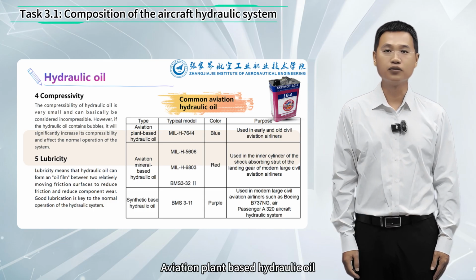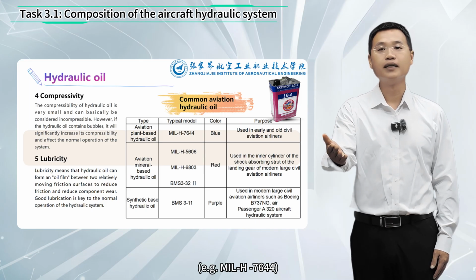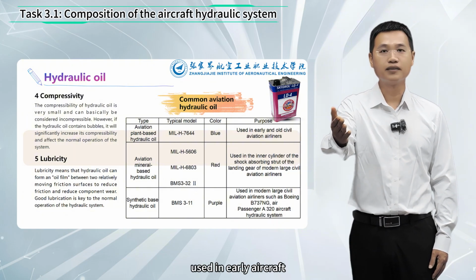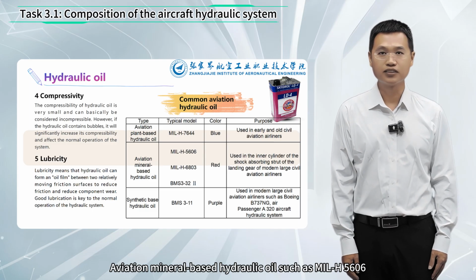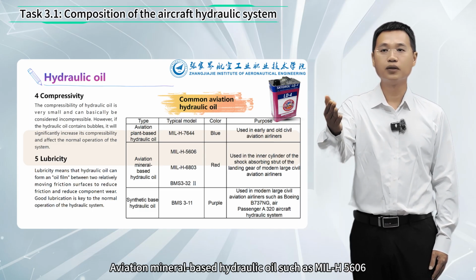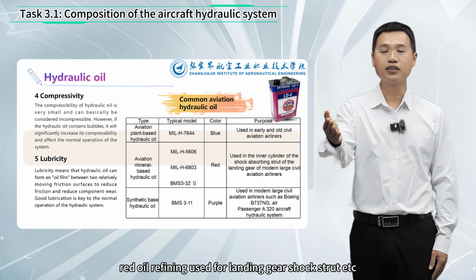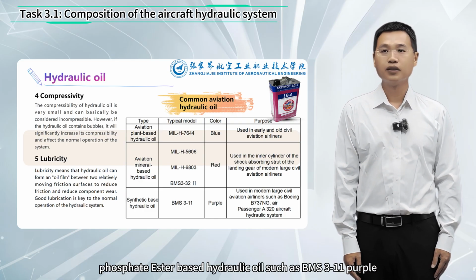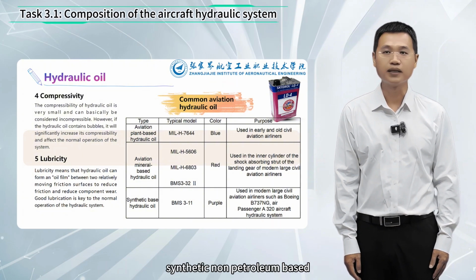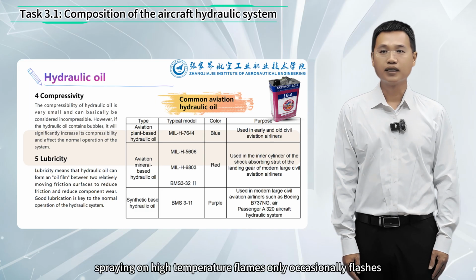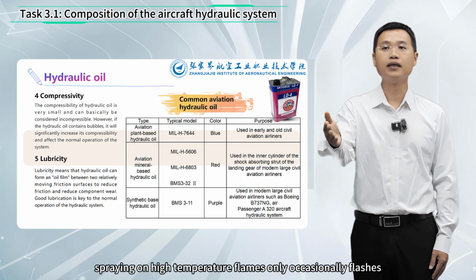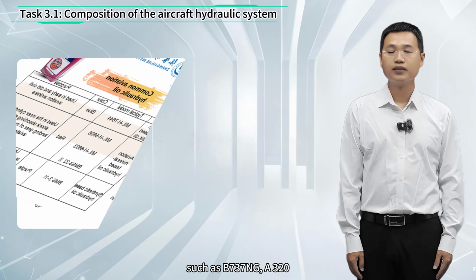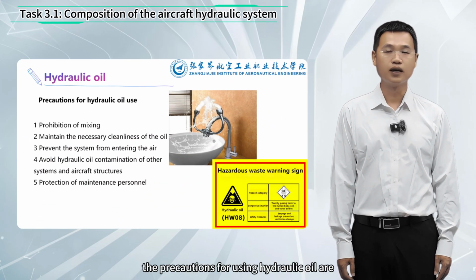Aviation plant-based hydraulic oil, for example, MIL-H-7644, blue, containing castor oil and alcohol, flammable, used in early aircraft. Aviation mineral-based hydraulic oil, such as MIL-H-5606, red, oil refining, used for landing gear, shock strut, etc. Phosphate ester-based hydraulic oil, such as BMS 3-11, purple, synthetic non-petroleum based. Excellent fire resistance, spraying on high temperature flames, only occasionally flashes, used in modern passenger aircraft main systems, such as B737 NG, A320.